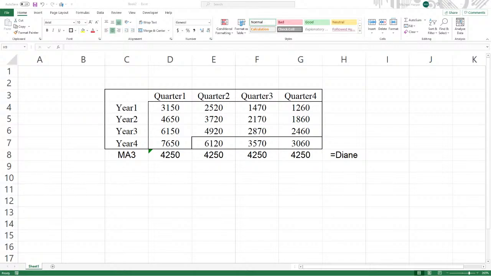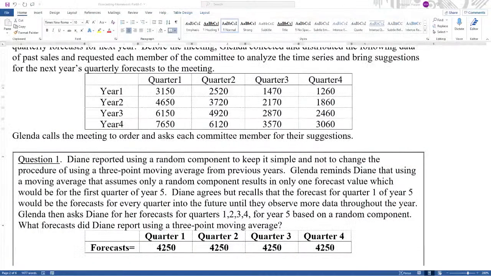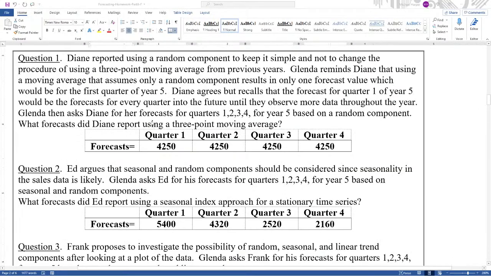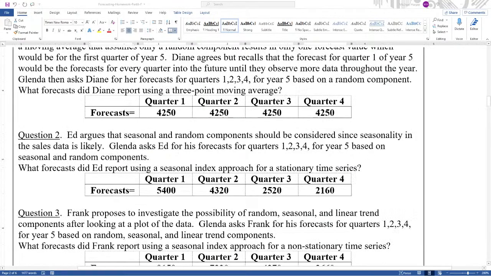Okay, now the second one. And we say 4250 was the answer. Ed argues that seasonal and random components should be considered, since seasonality in sales data is likely. And that's a very good reason to consider seasonality, because that's very true. It's very common to have a seasonal component within sales data. So Ed does have a very good point.